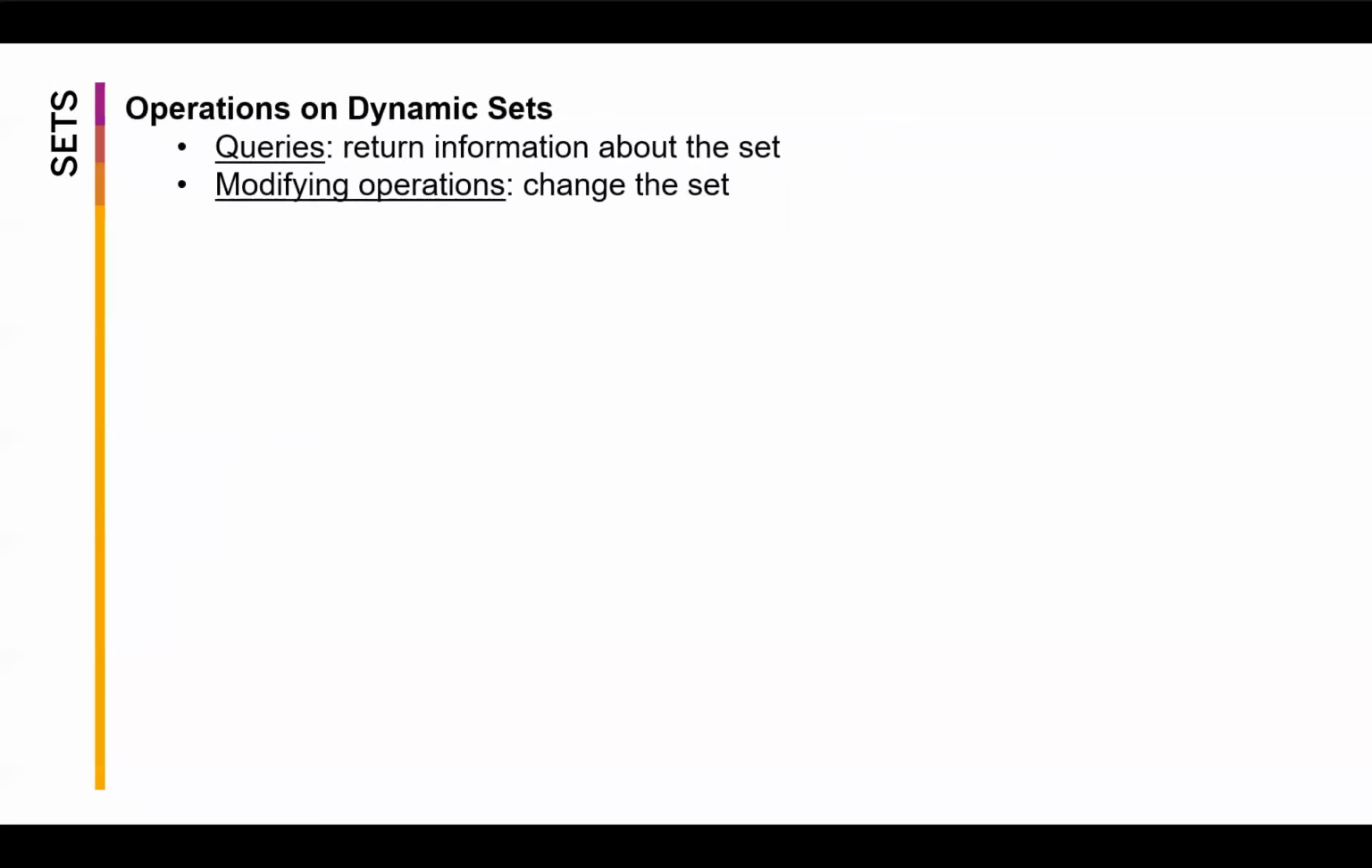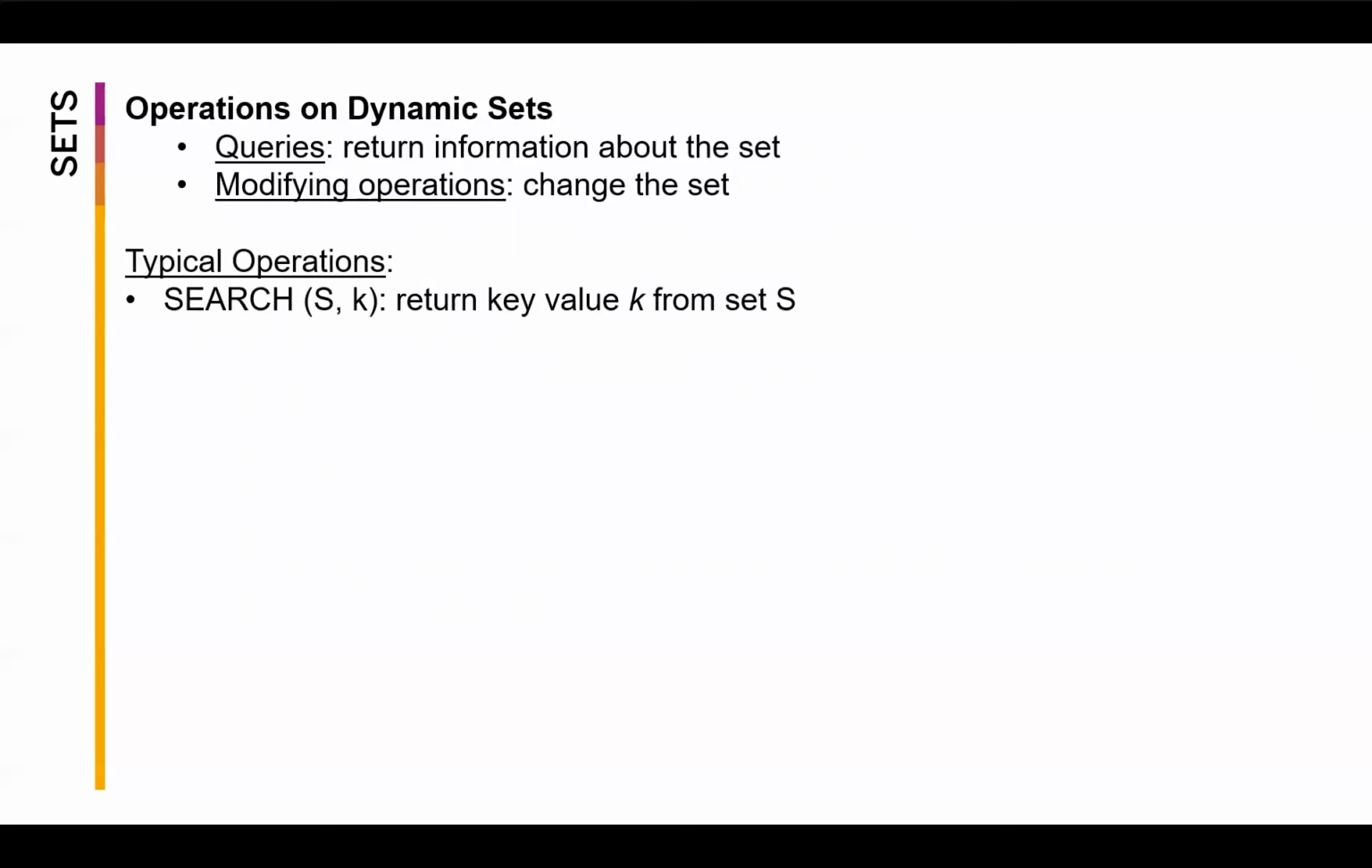All right, so what can we do with dynamic sets? We can divide the activities into two. We have queries, which return information about the set. We can also modify the set by using operations. So we use modifying operations to actually change the set itself. So what are these? First, you've encountered this previously, the search problem, where we return the value k from a set S. It's a generic, abstracted level only, no?